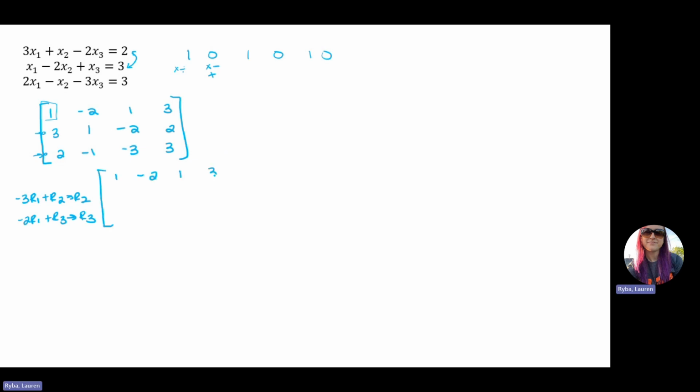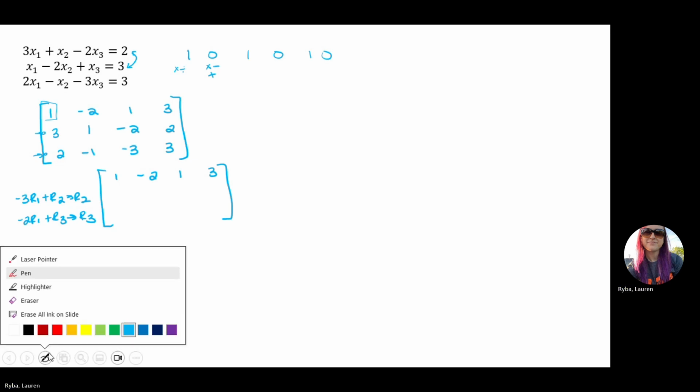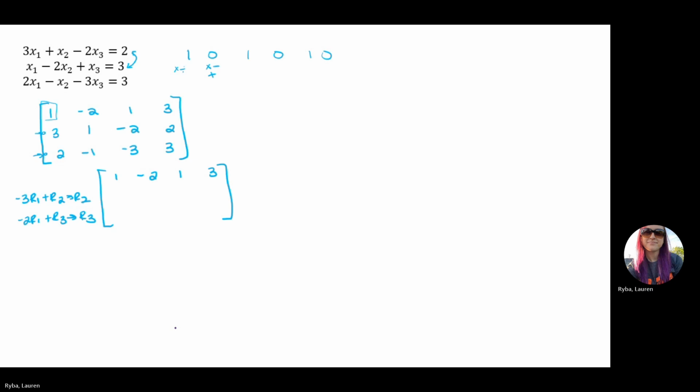So I am not touching the top row. So I'm going to take -3 times 1, it's -3, add it to 3, 0. -3 times the top one, so -3 times -2 is 6. 6 plus 1 is 7. 1 times -3 is -3, plus -2 is -5. 3 times -3 is -9, plus 2 is -7. So I have done that row.